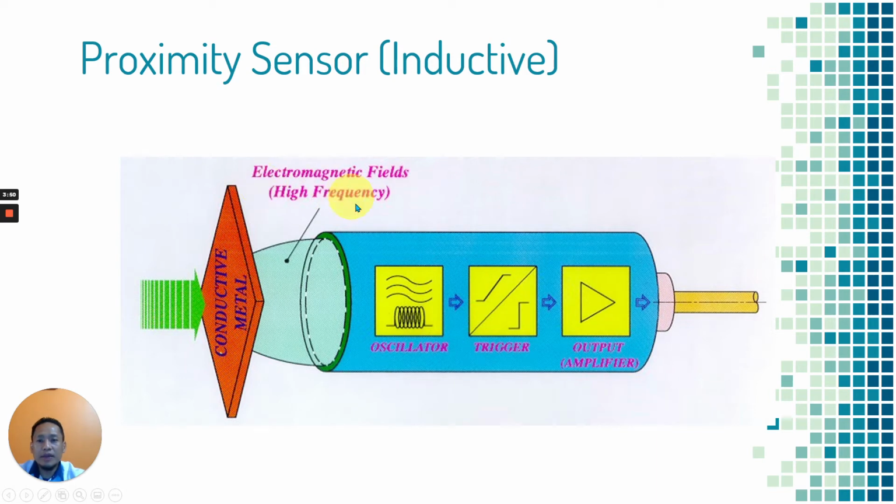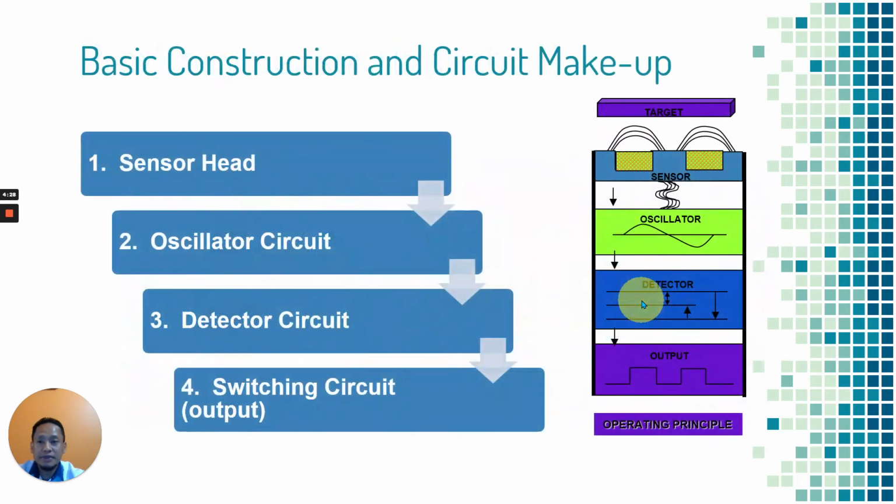And this is the electromagnetic field. This is inductive material, and this is the sensor. As I mentioned before, the sensor usually consists of an oscillator, trigger, and output amplifier. So when the sensor senses a conductive material, it will detect the electromagnetic field by high frequency, and then we can know the signal. Sometimes the signal is very low, so we need to isolate or trigger, and then we can give the output to other devices.